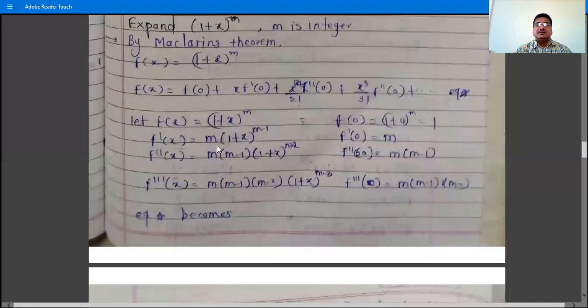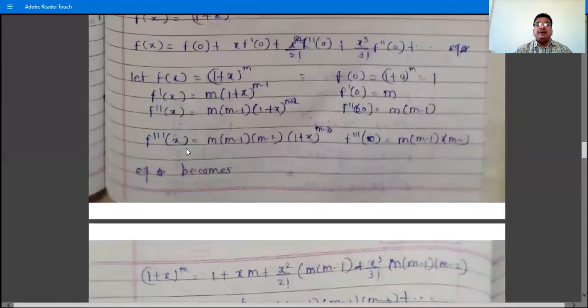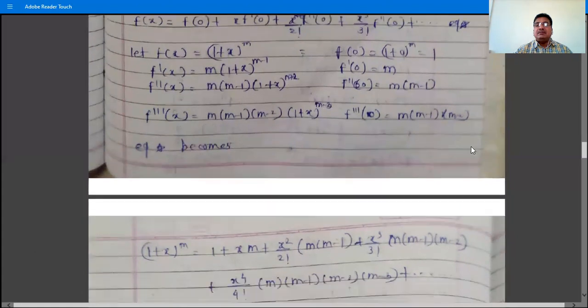f''(x) is m(m - 1)(1 + x)^(m-2). And the value at 0 is m(m - 1). In this way, f'''(x) is m(m - 1)(m - 2)(1 + x)^(m-3), where m - 2 - 1 becomes m - 3. And the value at 0 is m(m - 1)(m - 2).